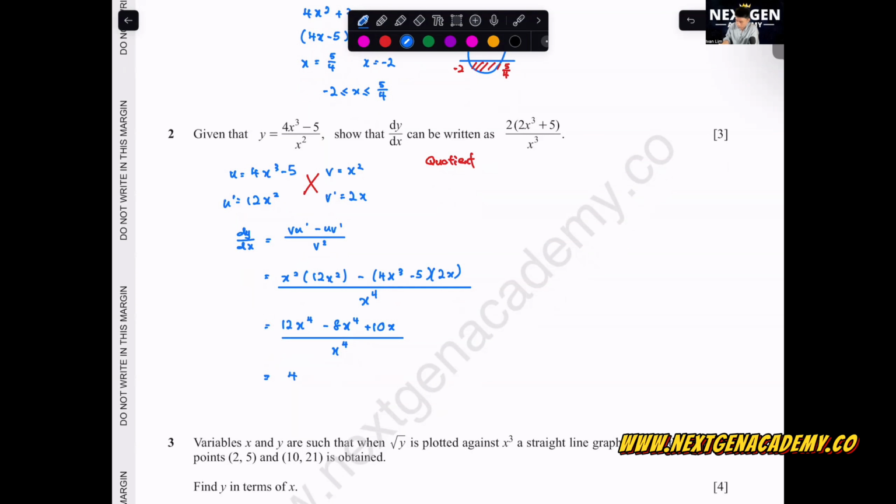This will be 4x to the power 4 plus 10x over x to the power 4. Factorizing 2x, we get 2x times (2x cubed plus 5) over x to the power of 4. And the final answer is 2x cubed plus 5 over x cubed.